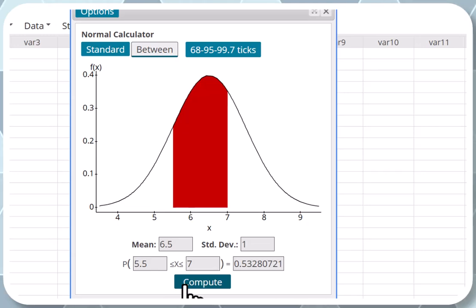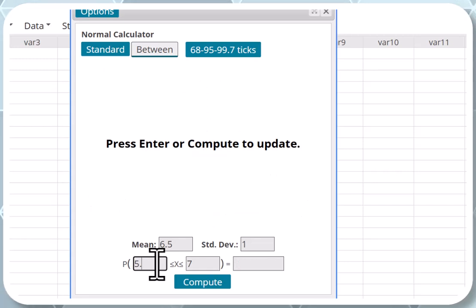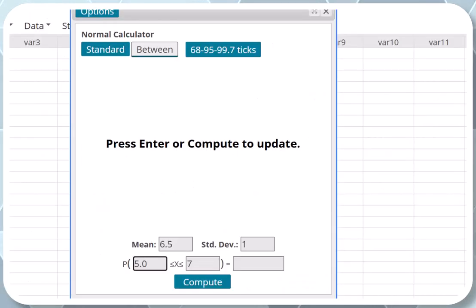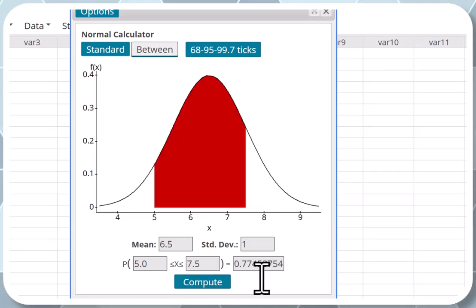We get 0.5328. Okay, I made a mistake here. The question is not 5.5 minutes, so I'll change that to 5. And the other one was 7.5 minutes, so let's switch the 7 to 7.5. It's going to change the answer to 0.7745. But the idea is exactly the same.